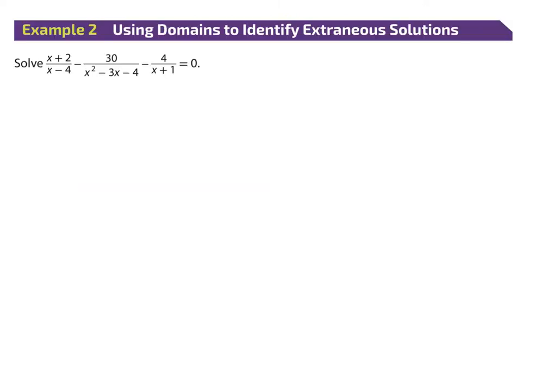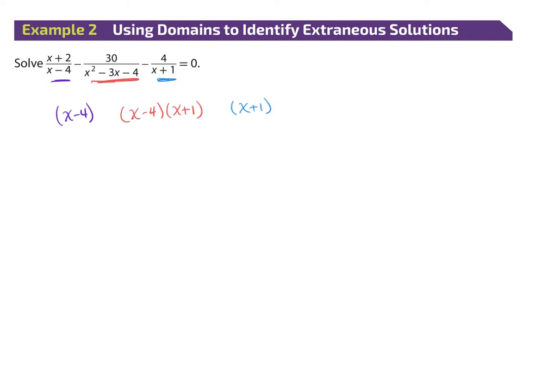So for this example, you'll notice my denominators are slightly larger, right? But they did give us 0 on the other side. That's nice. All right. So we want to look at the factors of each one. The factor of this one is x minus 4. The factor of this one is going to be x minus 4, x plus 1. And the factor of this one is just x plus 1.